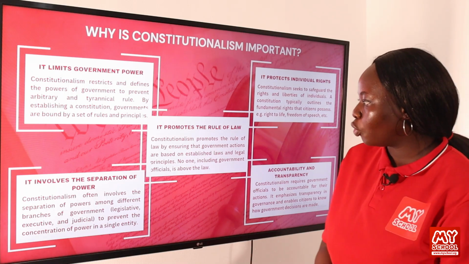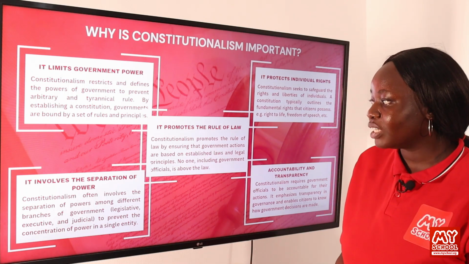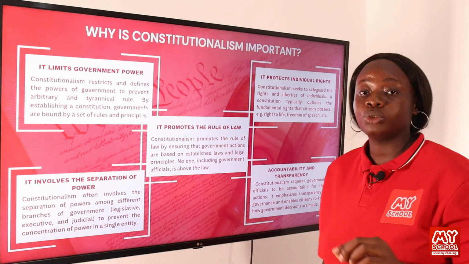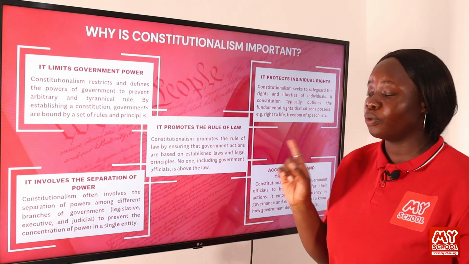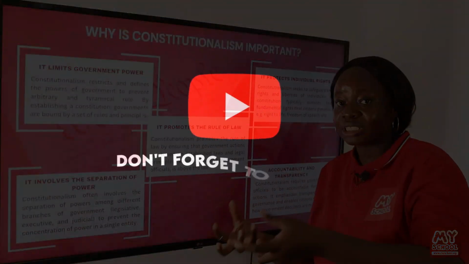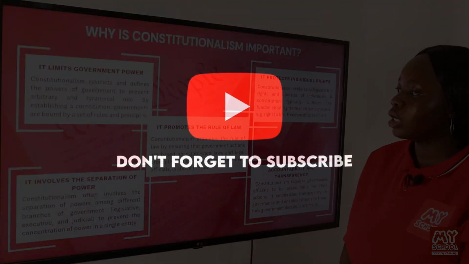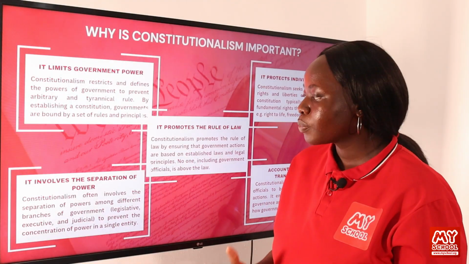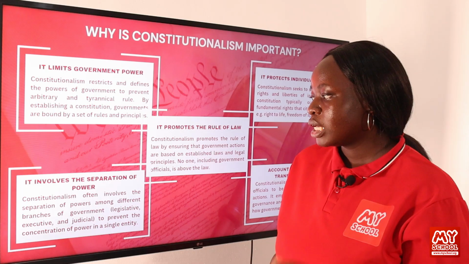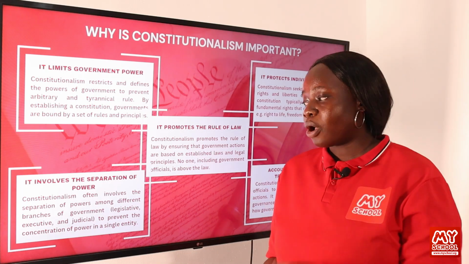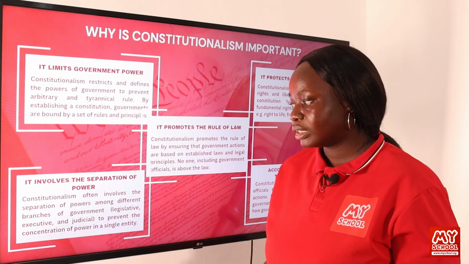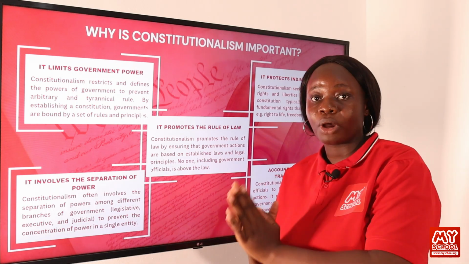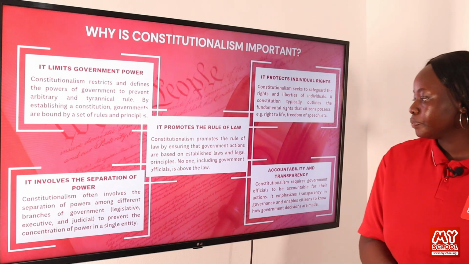It also helps to promote the rule of law. It promotes the rule of law by ensuring that government actions are based on established laws and legal principles. No one, including governmental officials, is above the law. It's above those laws that are stipulated in the Constitution. It also involves the separation of power. So constitutionalism is very important because it helps to separate powers among the different branches of government, that's the legislature, the executive, and the judiciary, and prevents the concentration of power in a single entity.